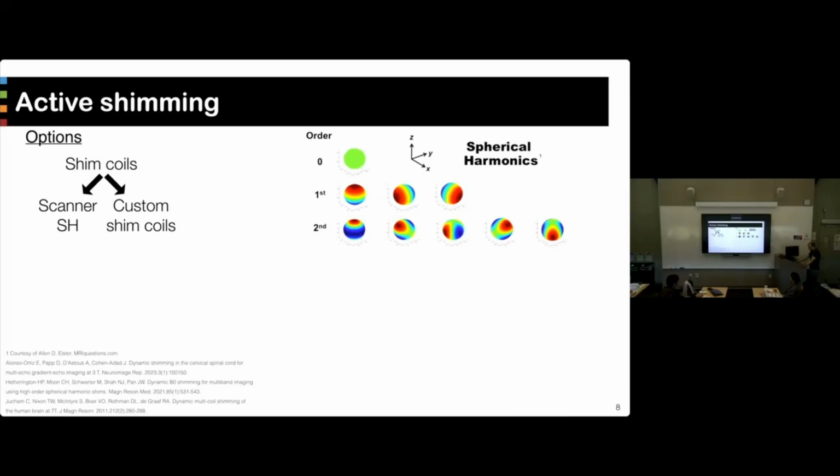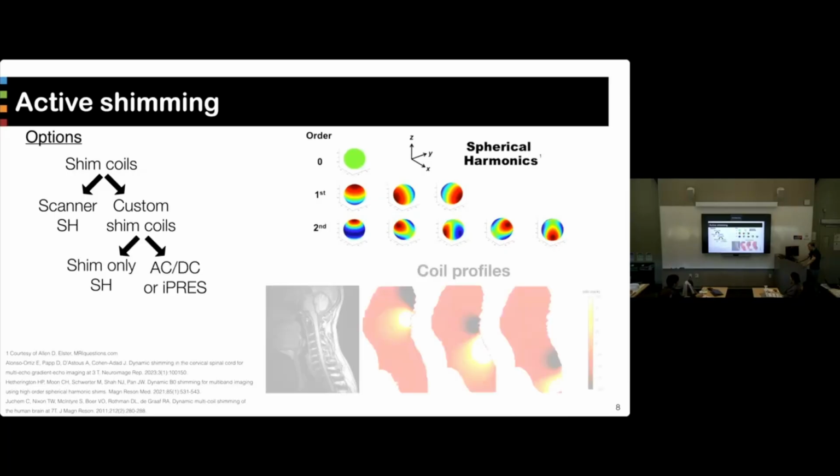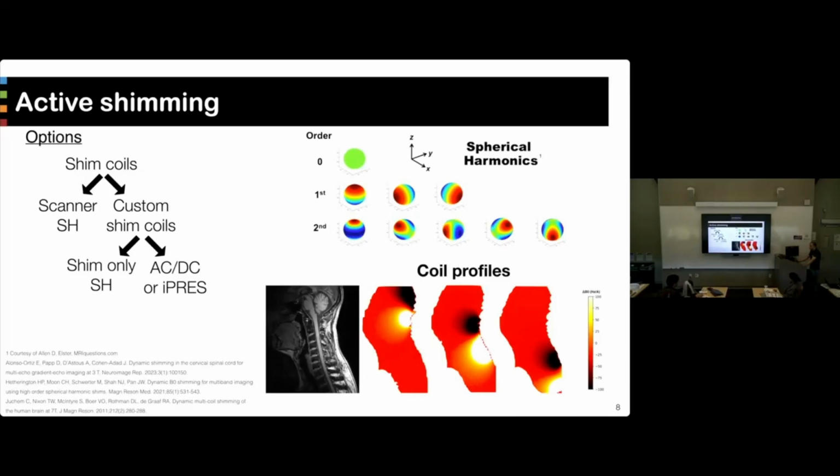Other shim coils that you can use are custom shim coils or external shim coils. Those can be either shim-only coils, or they can be spherical harmonics, or they can have dipole shapes. You can see a dipole shape at the bottom right there, and I call those coil profiles. Essentially, if you put 1 amp of current, it tells you how the field is going to be affected by that. So there's shim-only, but there's also what we call AC/DC or iPRES coils, which Gary mentioned yesterday, which are coils that combine transmit, receive, and shim coil capabilities.